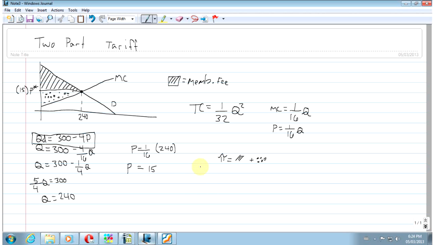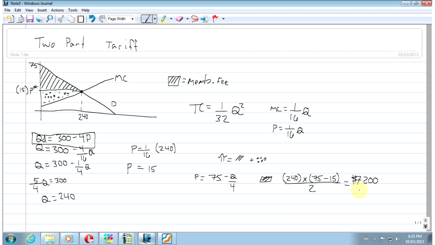So the shaded area, we know how to do that. We rearrange the demand formula to find the maximum willingness to pay. I make that to be P equals 75 minus Q over 4. So I know that this area up here is 75. So then the area of my triangle is 240 minus 0, of course, times 75 minus 15, all over 2. And if I plug that into my calculator, I get $7,200. Okay, so that's the first part of my profit.